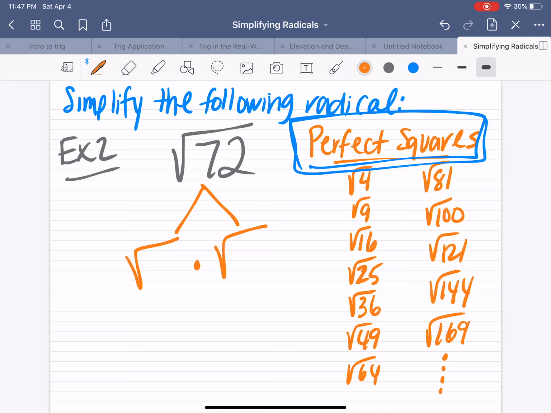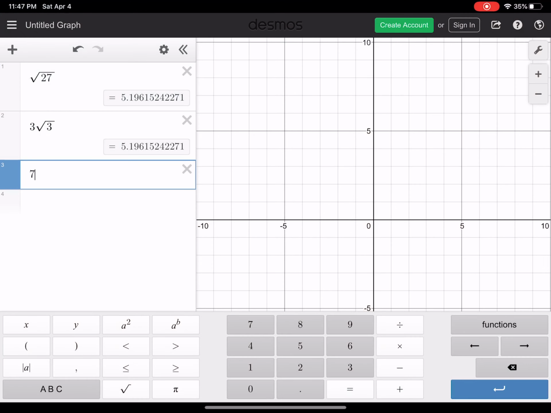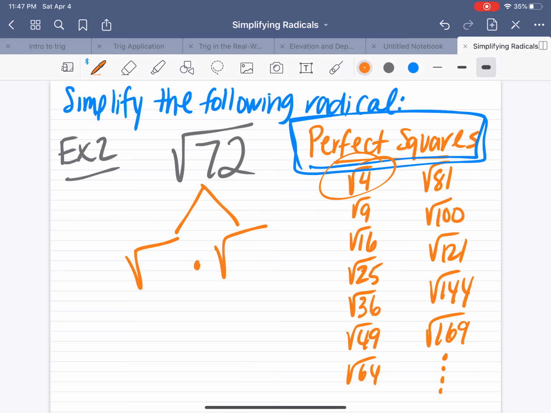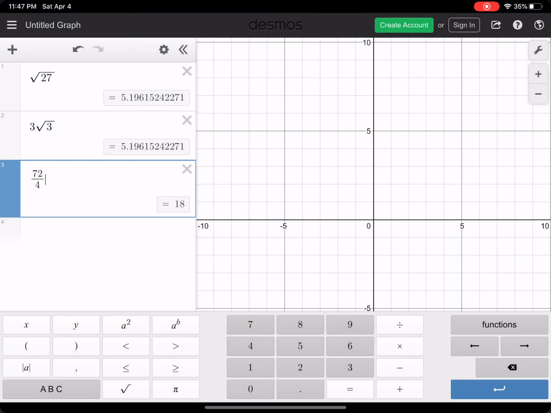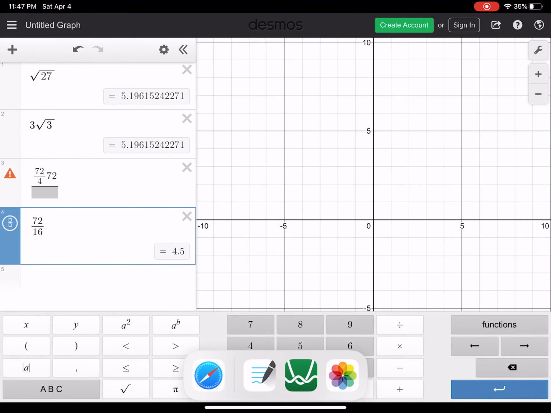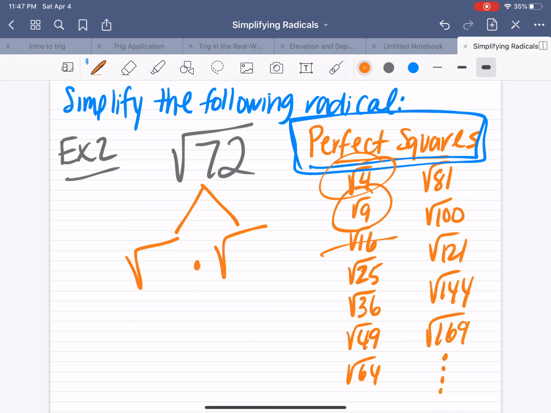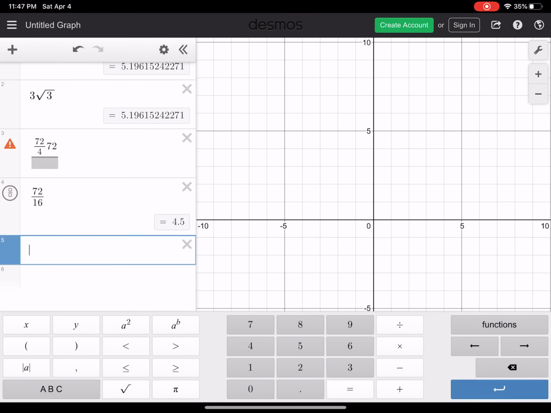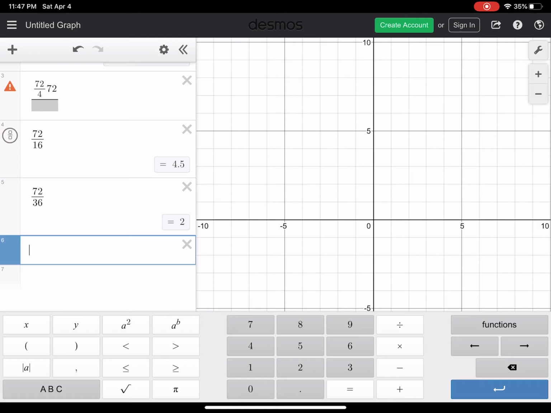72 divided by 4. That works. Let me double check. 72 divided by 4 is 18, so yes, it does work. 72 divided by 9 is 8, so that works. 72 divided by 16, I don't think so. That's 4.5, so no. 72 divided by 25, no. 72 divided by 36 is a yes. Let me double check. 72 divided by 36 is a yes.